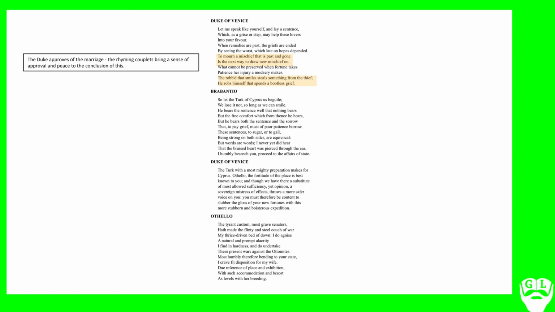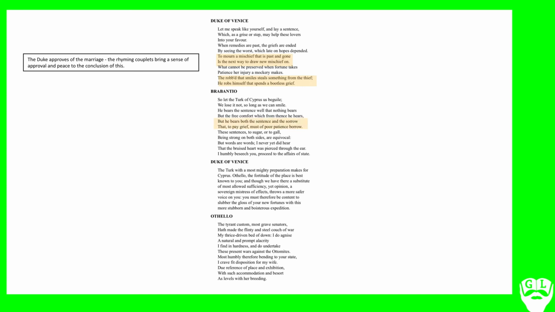The Duke approves here of the marriage. Othello has won the Venetian Senate over, despite being of different ethnicity and despite being significantly older than Desdemona. He's managed to win them over to his cause, and these rhyming couplets bring a sense of approval and peace to the conclusion of this, which is important to know.